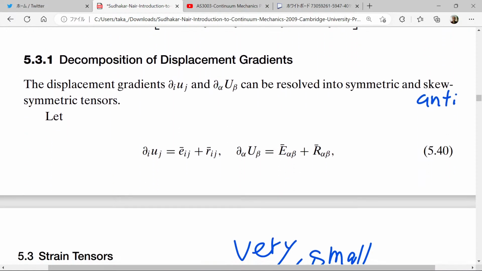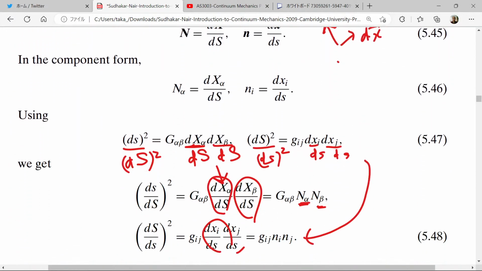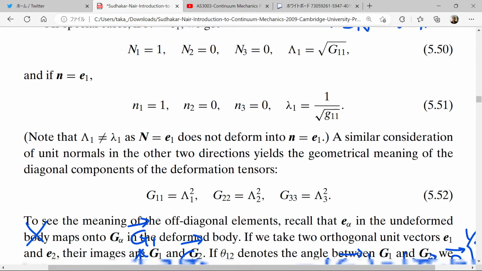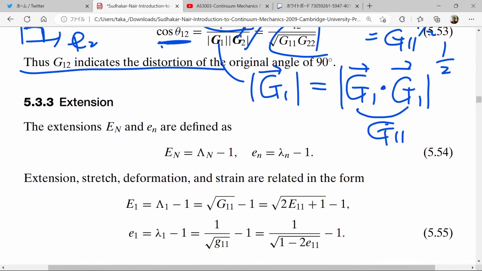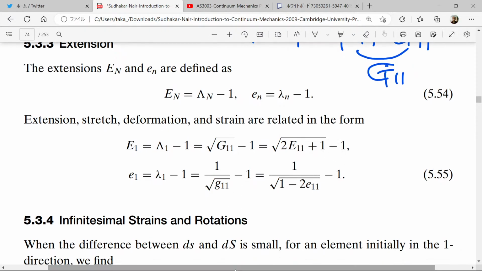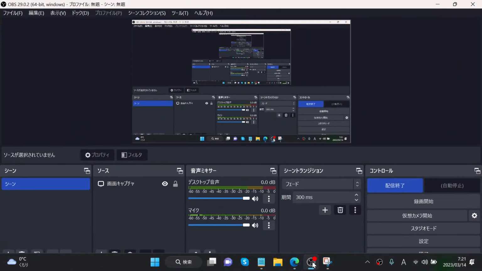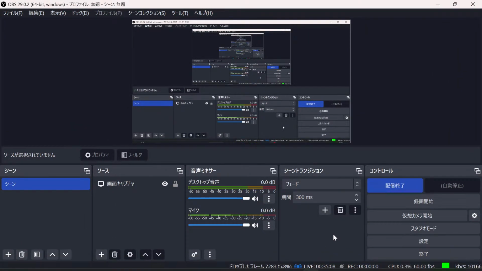Let's see. Displacement finished. Stretch finished. Extension. May I take a break maybe? Let me see. What time? I don't see the time. I think okay, we did 35 minutes. So let me take a break. Okay, so I will come back. See you.